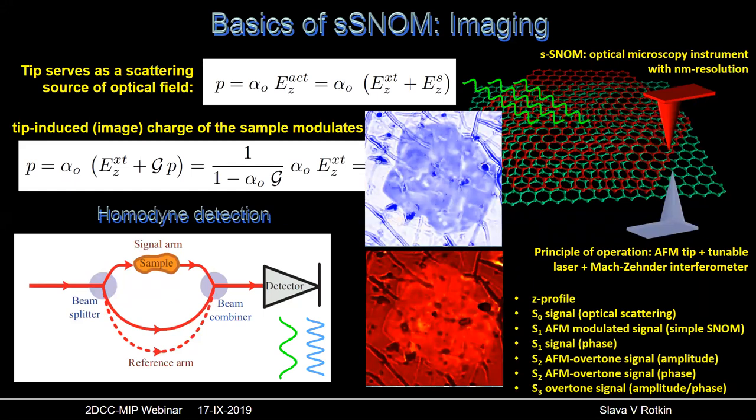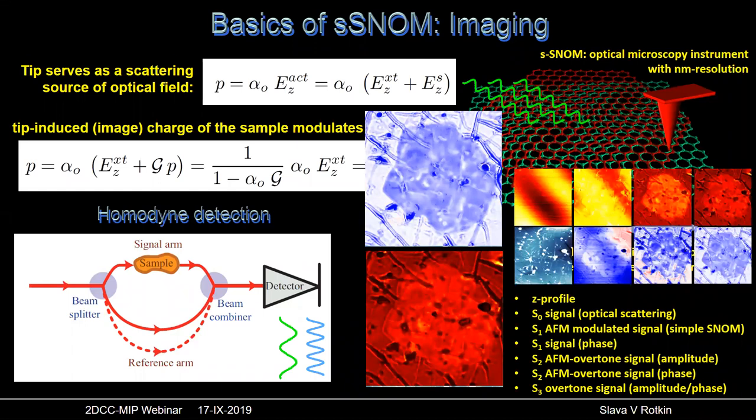And I would like to tell you that all of these harmonics are detected simultaneously. So you look at the atomic force microscope profile, the zero harmonic, the first harmonic amplitude and phase, the second harmonic and the third harmonic all together. So sSNOM produces multiple channels, and each of these channels in principle contains information about the material.